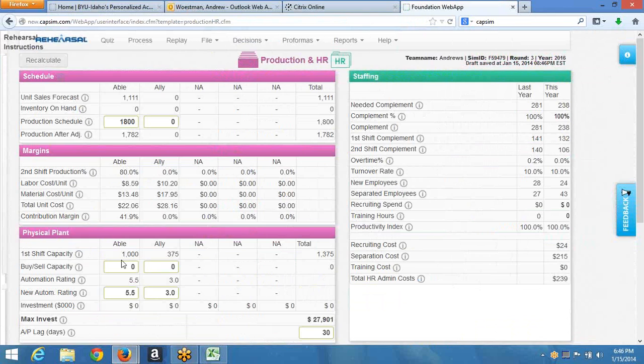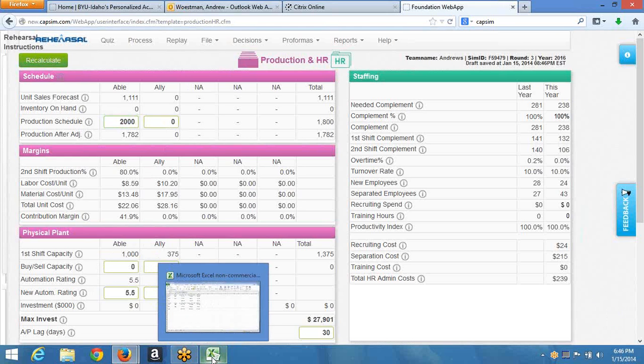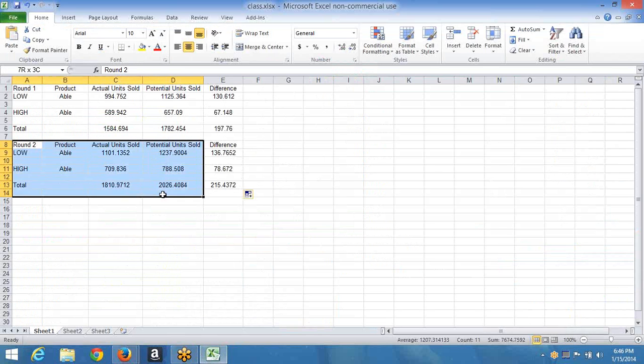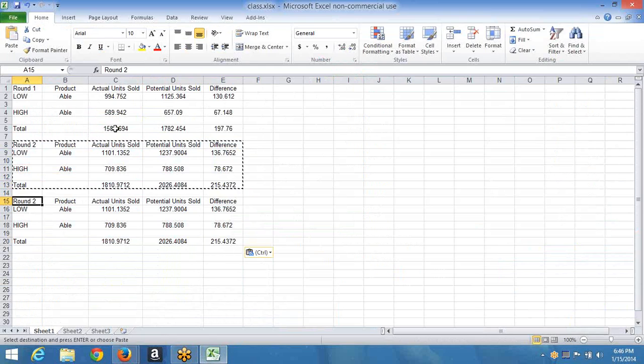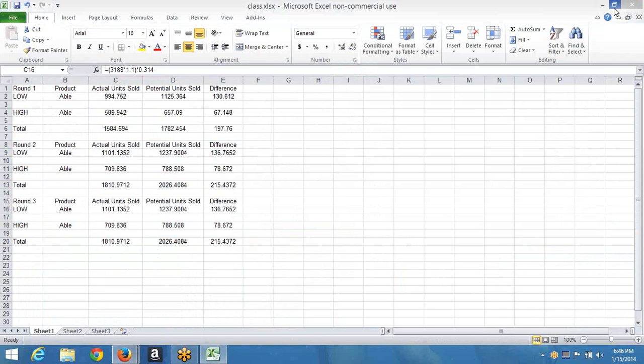amount. So now I have a first shift capacity of 1,000. So the max, I want to sell 2,000, right? Because I want to be able to do that. But before I rush into that, I'm going to go to my Excel sheet, and I'm going to predict what I should produce for round 3. So I'm going to go to round 3. I'm going to shrink this.